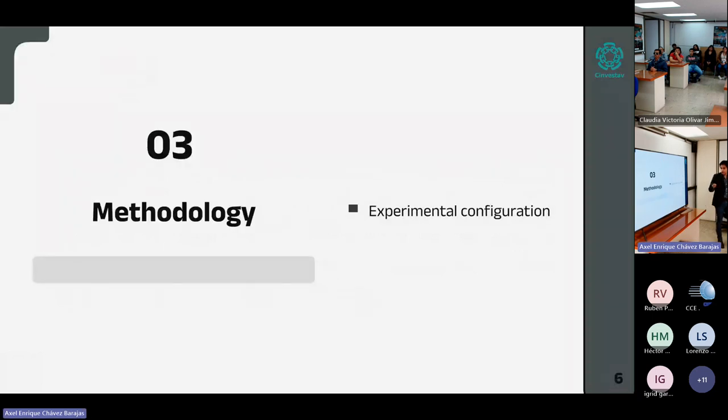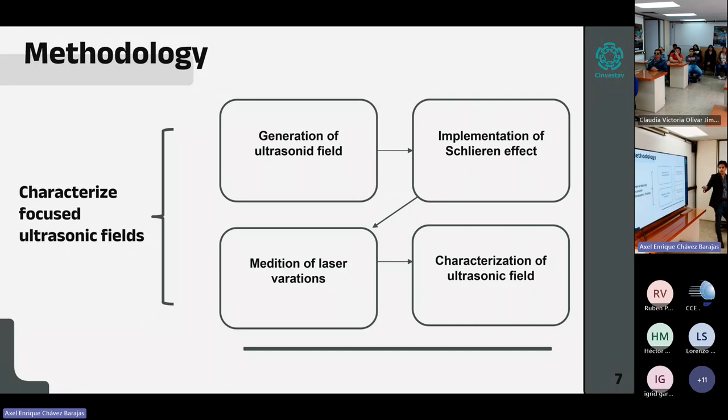In the experimental configuration, to characterize the focused ultrasound field, I define these four big steps. First one is the generation of the ultrasound field. Here involves the use of a focused ultrasound transducer to generate this ultrasound field. Then the implementation of the Schlieren effect with a continuous laser passing through the medium that is analyzed. And then the measurement of the laser variation in different locations inside the medium. And finally, the characterization of the ultrasound field, comparing the intensity variation with the pressures that generate the acoustic field inside the medium.